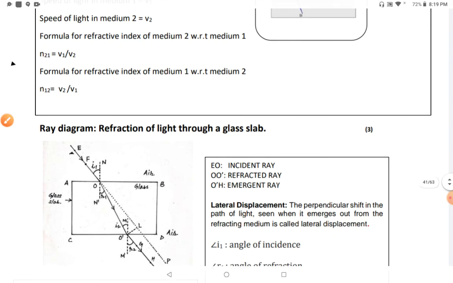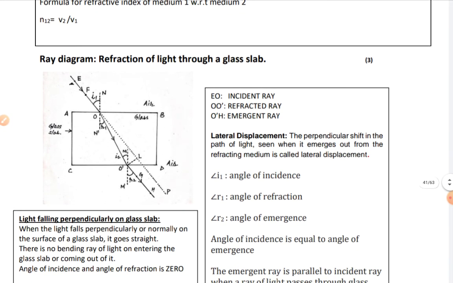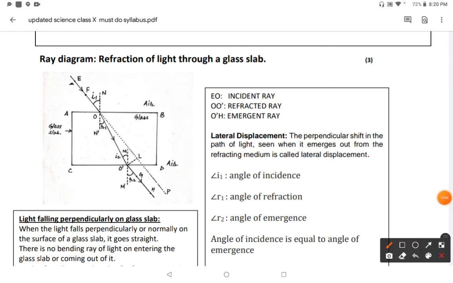Now we will study the ray diagram of refraction of light through a glass slab. I hope you have seen the glass slab in the laboratories, and this is a transparent glass slab. This is rectangular in shape, just like this, having 4 corners A, B, C and D. ABCD is a glass slab, and this is EO, the incident ray. O dash is the refracted ray. O dash H is the emergent ray.